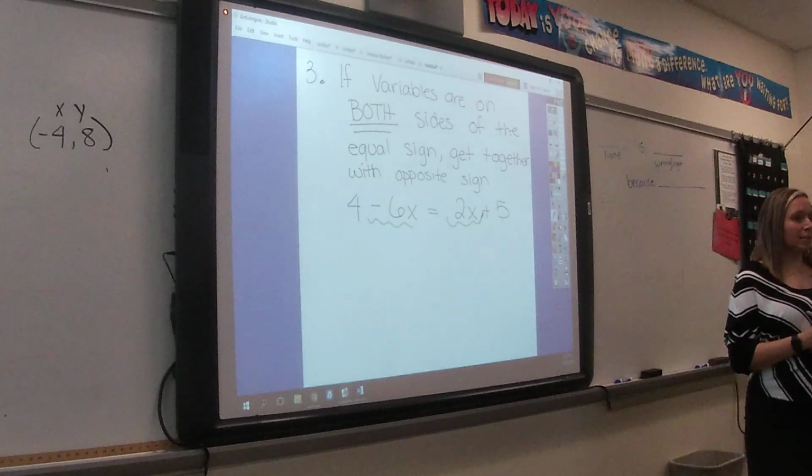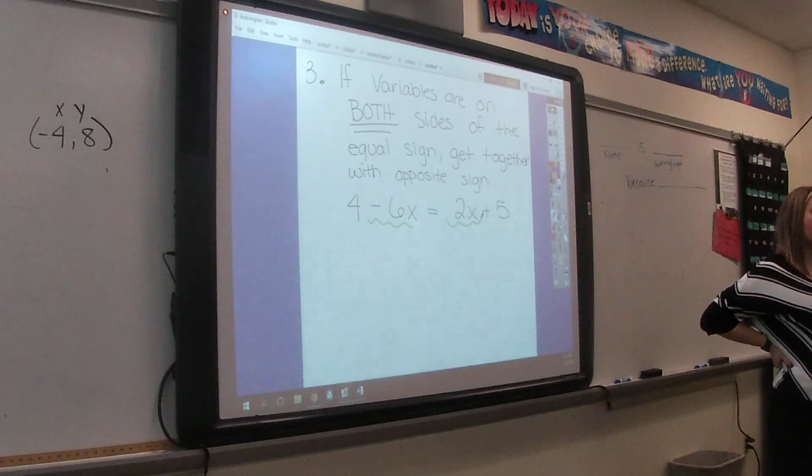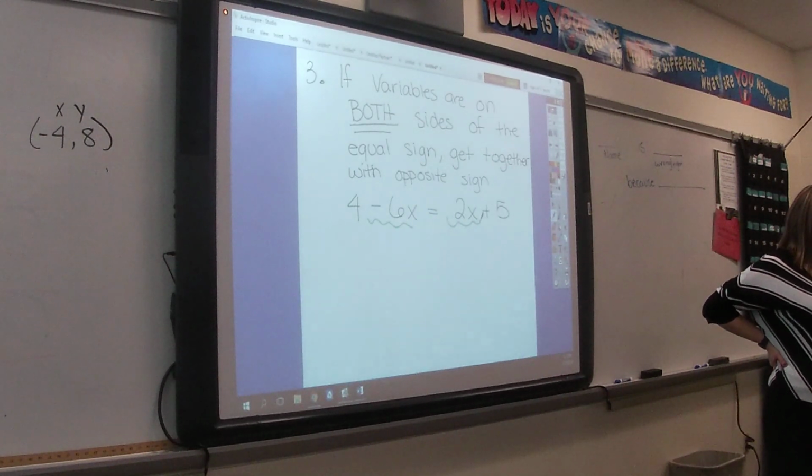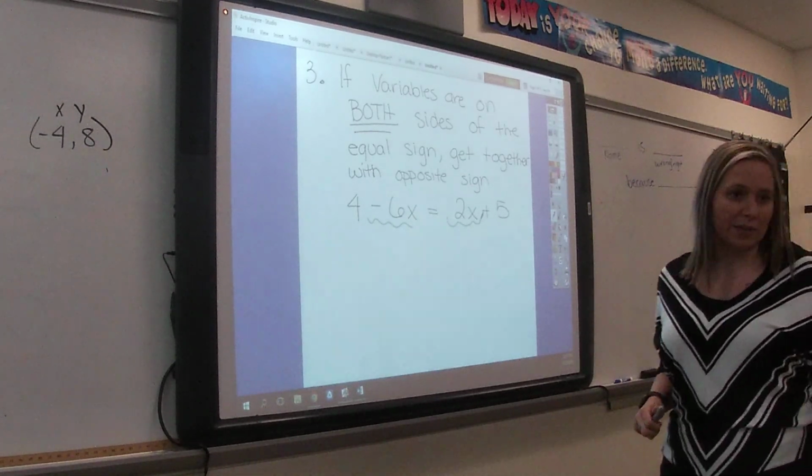Who has a preference? Who wants to move the negative 6x versus the 2x? Drew, which one do you want to do? Move the negative 6x. Drew, do you have a reason why you would like to move the negative 6x? Because then it becomes positive. Okay, so you want to avoid the negatives. That is what I hear from a lot of students, to move the smaller one to avoid the negatives.